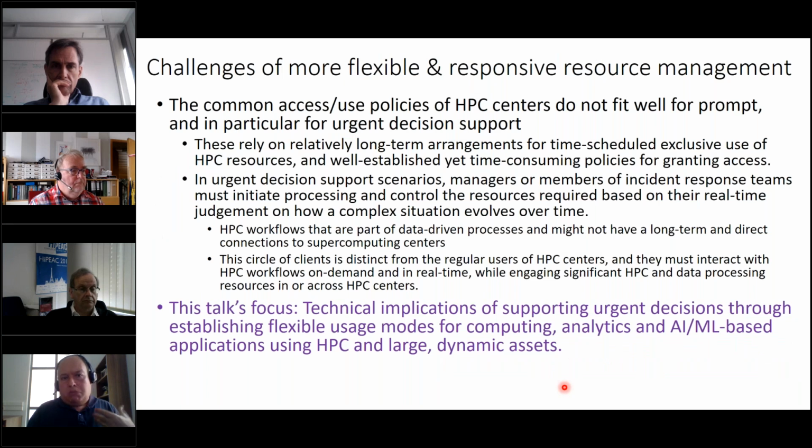So again, my background is on systems programming, systems management, etc. So the presentation today is more focused on this aspect. So an observation is that, okay, we're talking about events that are not exactly predictable, and we need to have a fast response to them. And how does this compare with the common access and usage policies of HPC centers? Well, in a nutshell, they don't fit quite well.